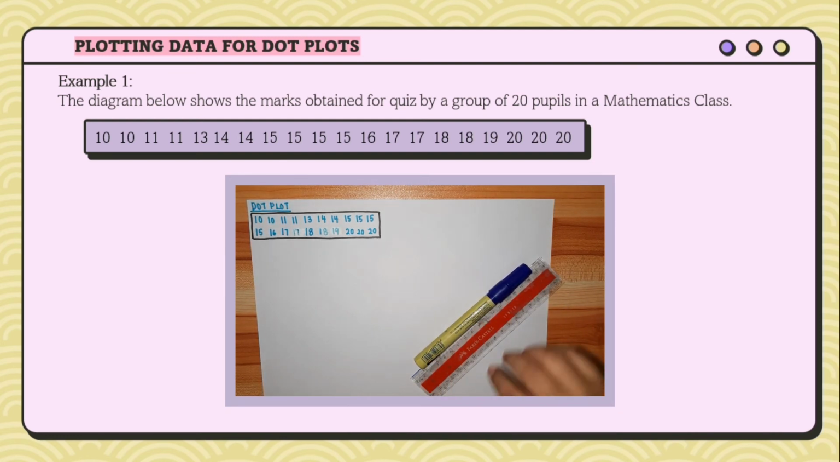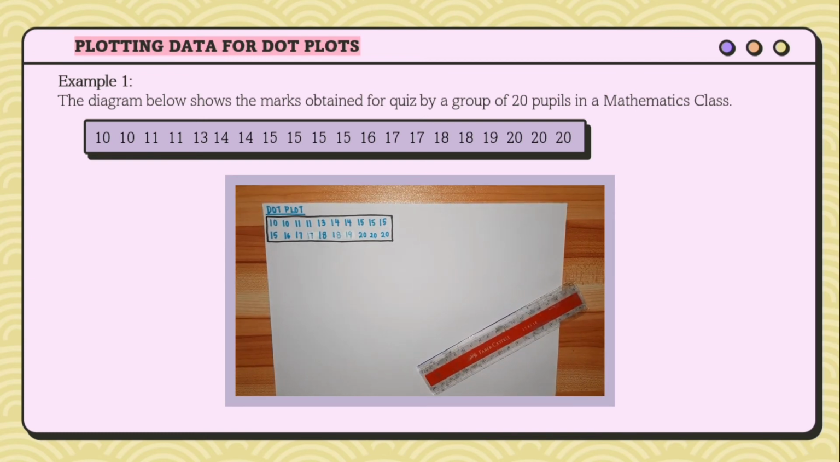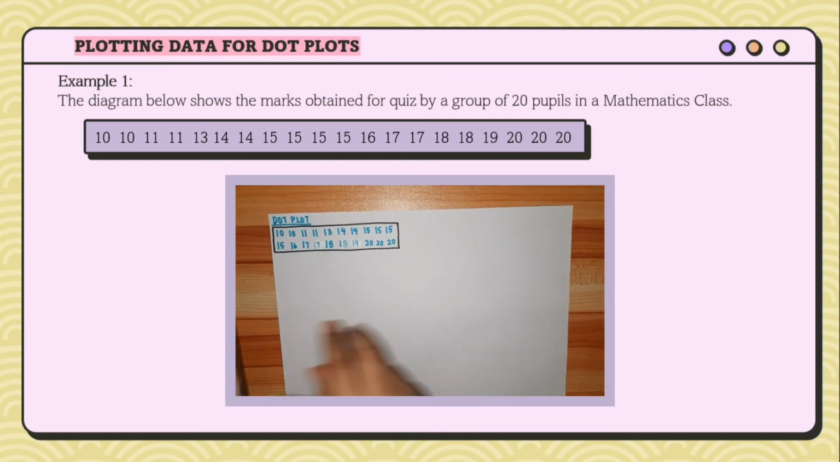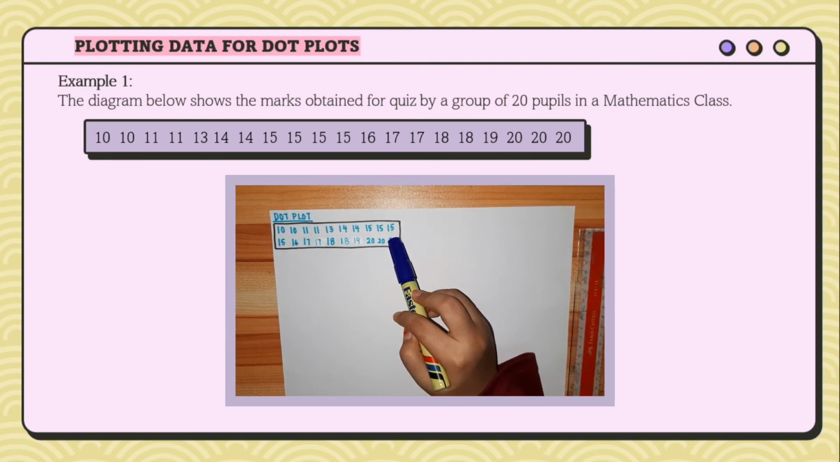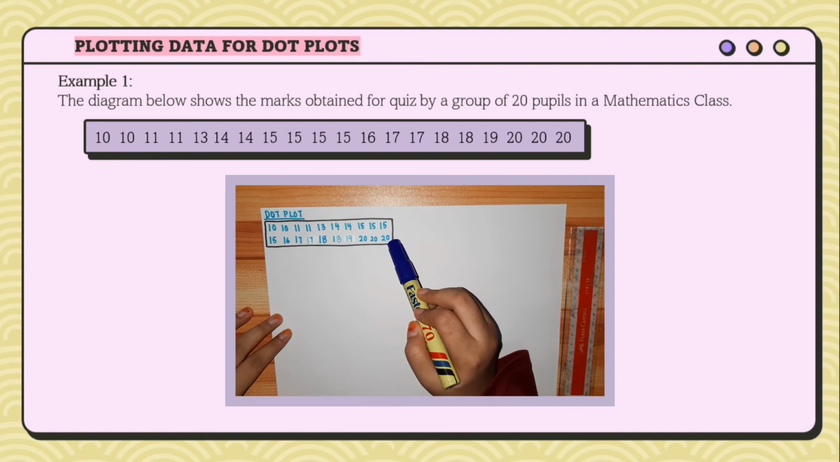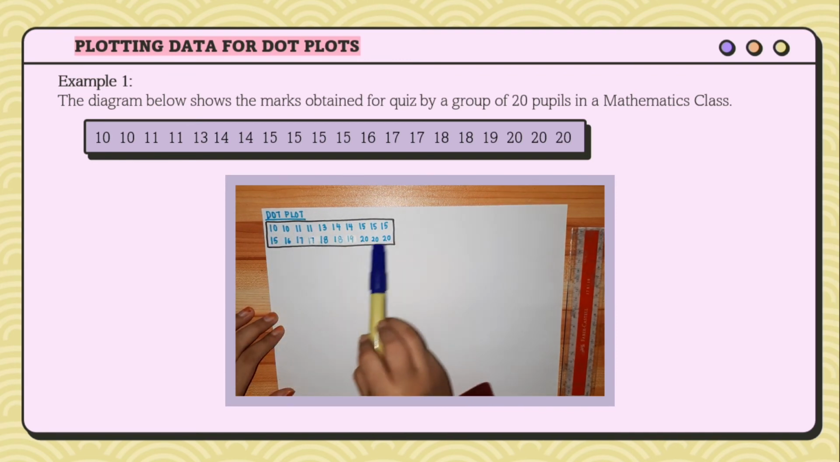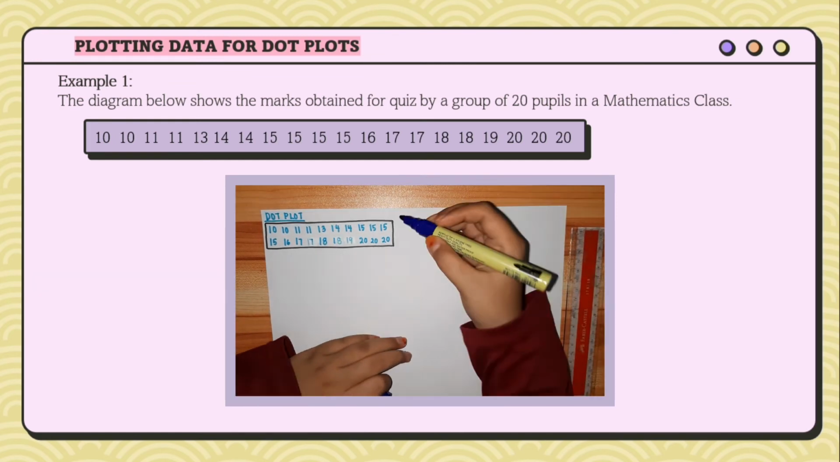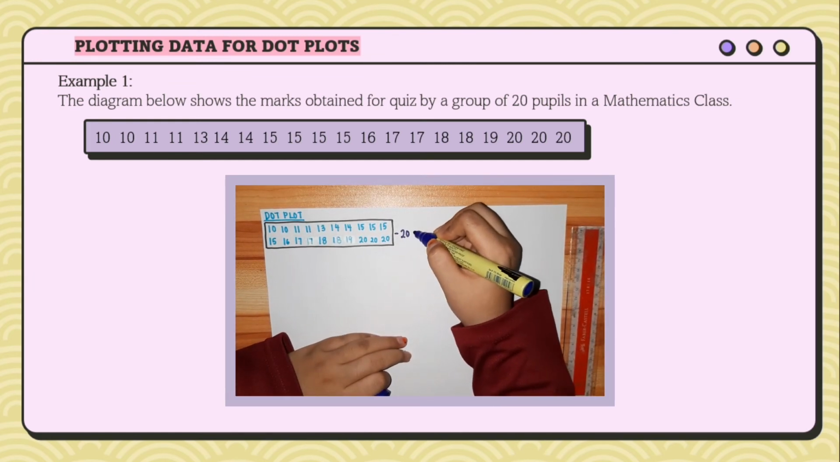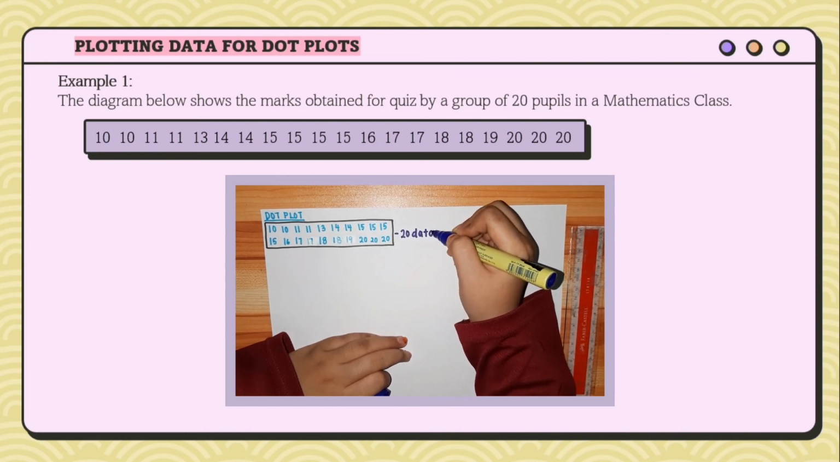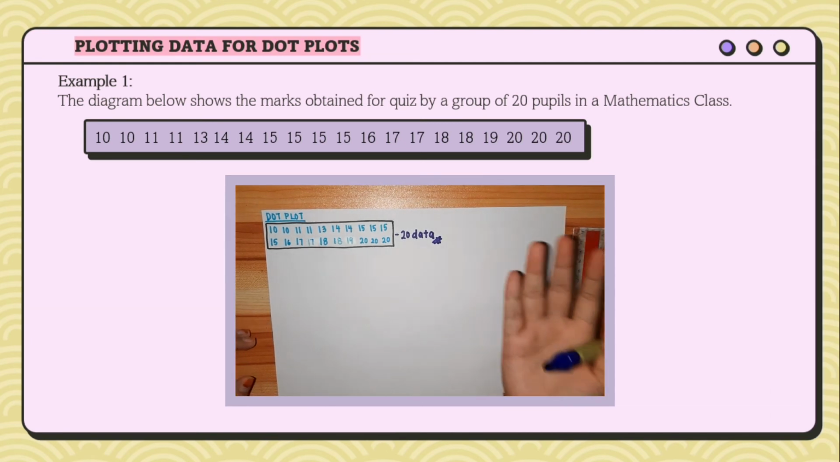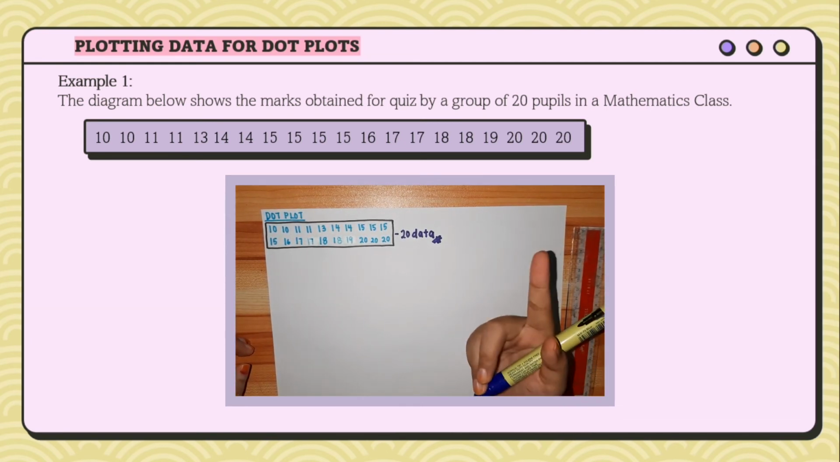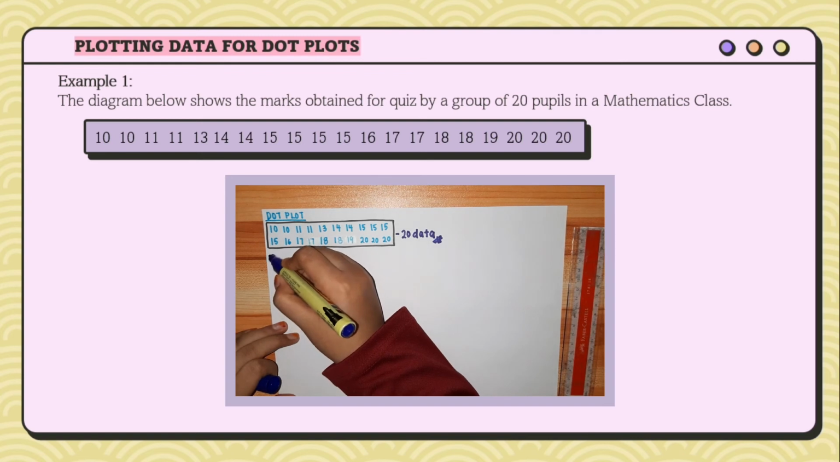Firstly, I will read the question above. The diagram below shows the mark obtained for quiz by a group of 20 people in a mathematics class. So, meaning that we are given 20 data, same as the previous video. Okay, these are the data. The total value for this data set is 20. Okay, meaning that we have to plot 20 data using dot plot. I want to ask you, do you remember the step to plot this data?